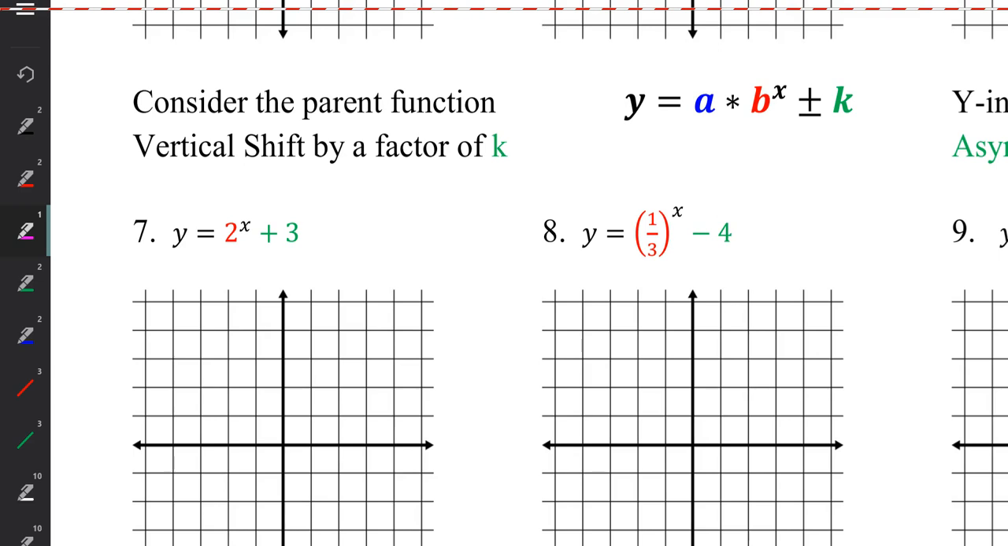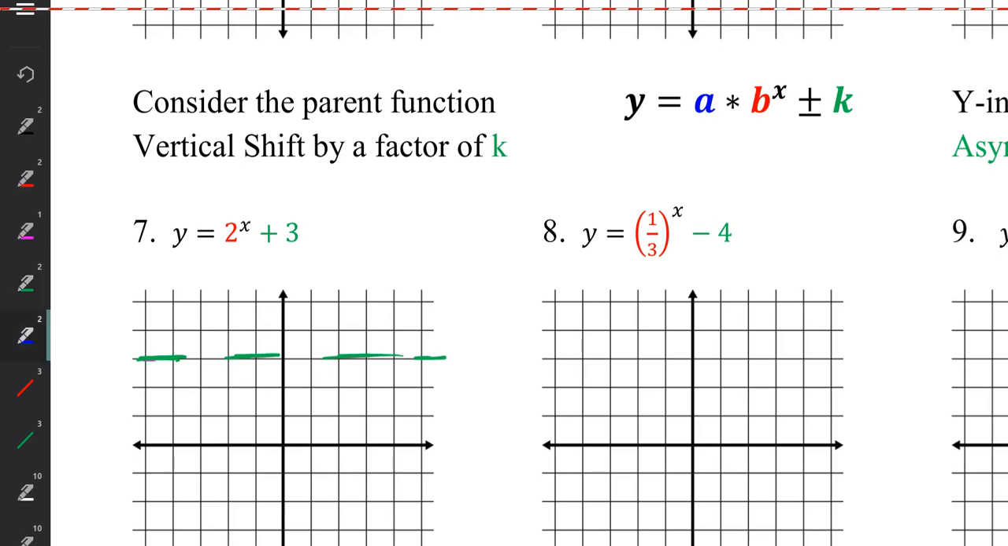So let's start all three of these by drawing in the asymptotes, just to give us a reference. Whoops, that was the wrong color. We all good there? Why did the asymptotes move? Because of the plus or minus at the end.